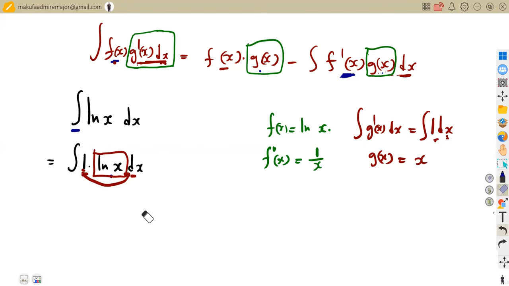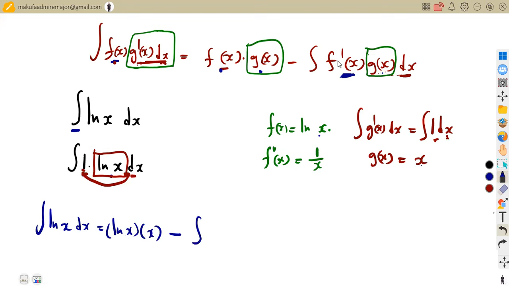So the integral of ln of x dx is going to give us f of x times g of x, whereby our f of x is the ln of x. So we're going to have the ln of x times g of x, which in this case is x. So we have this multiplied by x, minus the integral of f prime x. Remember, the derivative f prime x gave us 1 over x. So this is going to be 1 over x times g of x, which is x in this case, dx. So that's it. We have applied the formula.